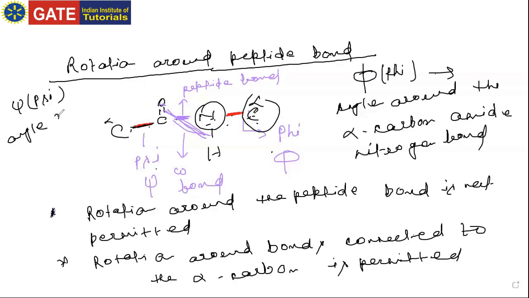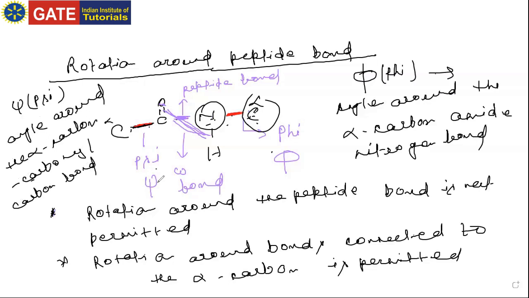Okay, angle around the alpha carbon and carbonyl carbon bond. So you understood now what the phi angle and the psi angle are? Phi: there is a bond between the alpha carbon and the amide nitrogen, and that bond angle is called phi. And between the alpha carbon and the carboxyl carbon there is a bond, and that bond angle is called psi.